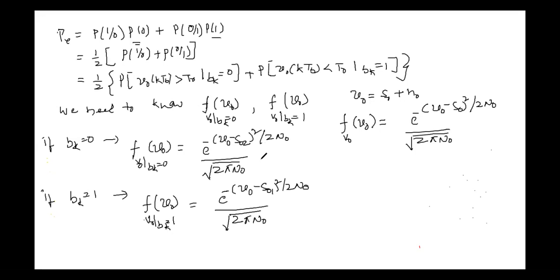Now we have these two probability density functions, corresponding to bk equal to 0 and bk equal to 1. From this we need to find out this. Before getting any further, let me show this graphically. Let us say this is an axis of the variable.